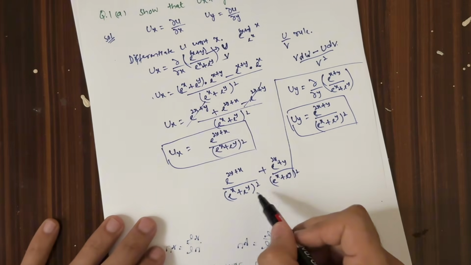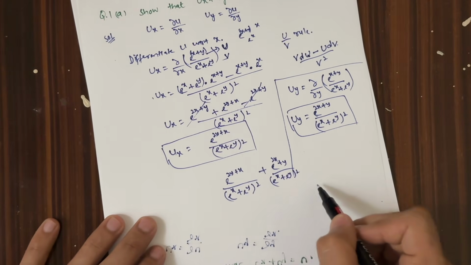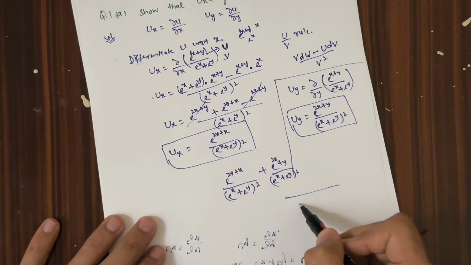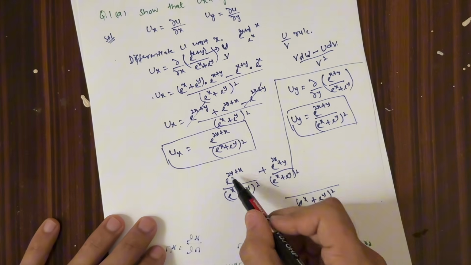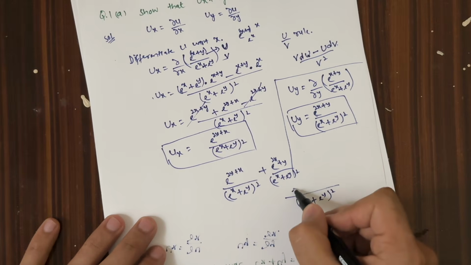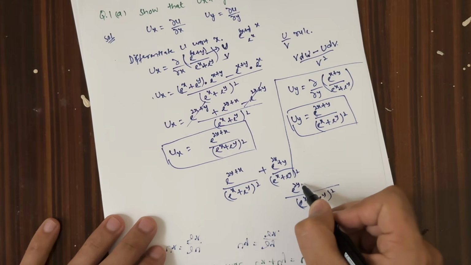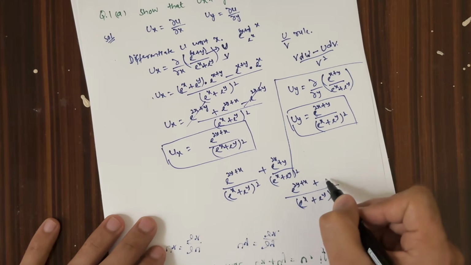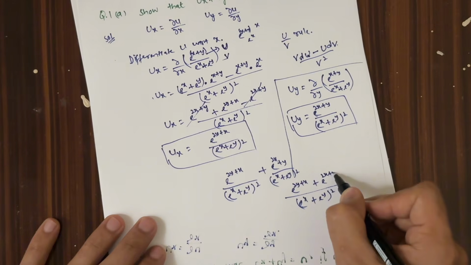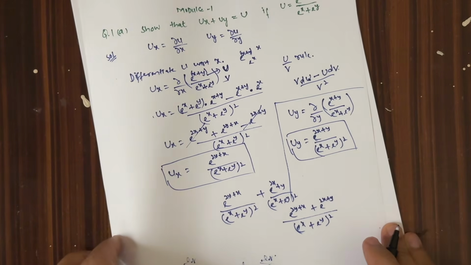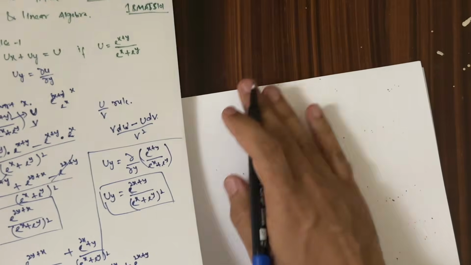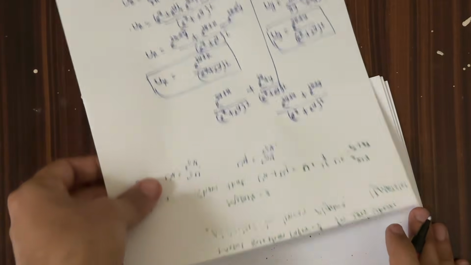Now do the addition. Simply this term is the same, you can take it common. I can write here (e power x plus e power y) whole square as common and do the addition of this. So e power 2y plus x plus e power 2x plus y. Okay, this is the term I am left with. Now let's solve it over here on the next page so that you can get clarity.